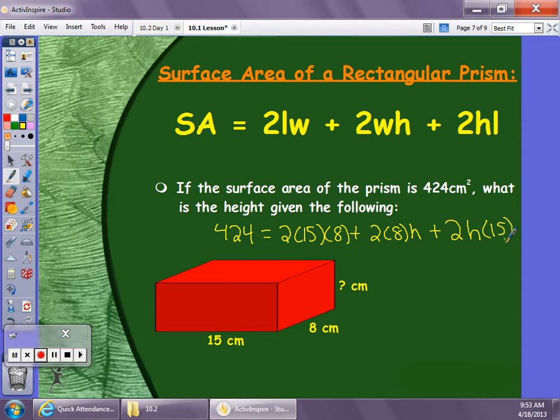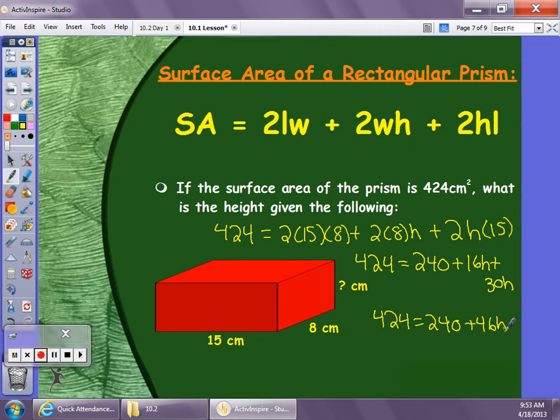And then we can go ahead and start solving our equation. So 424 is going to equal 2 times 15 times 8, which is 240, plus 2 times 8 times h, which is 16h, plus 2 times h times 15 is going to give us 30h. Sorry, I'm running out of room a little bit. And then we're going to go ahead and add 16h plus 30h. Well, 424 is equal to 240 plus 46h.